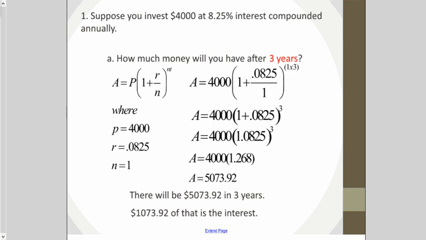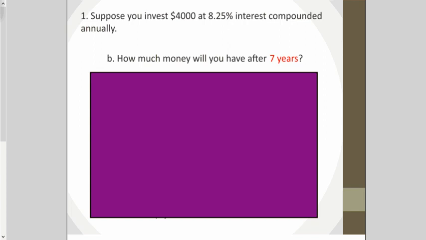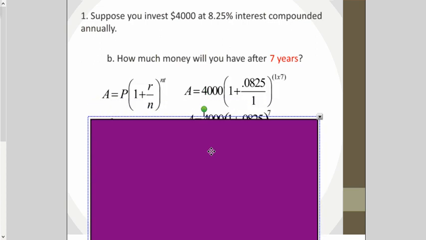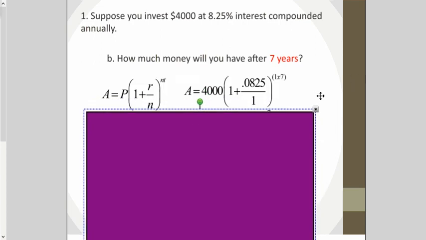Okay. All right, let's take a look at another one here. Suppose you want to invest $4,000 at 8.25%, so same number, but this time we want to know how much do we have after 7 years. Well, there's only a couple things that are going to change, and that's really just the time value, right? It's still compounded annually, so when we set this up, everything's the same right here.